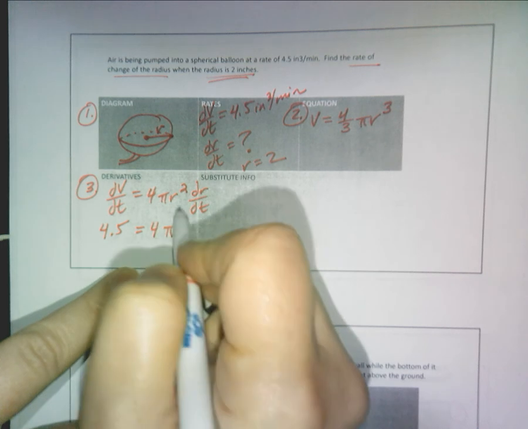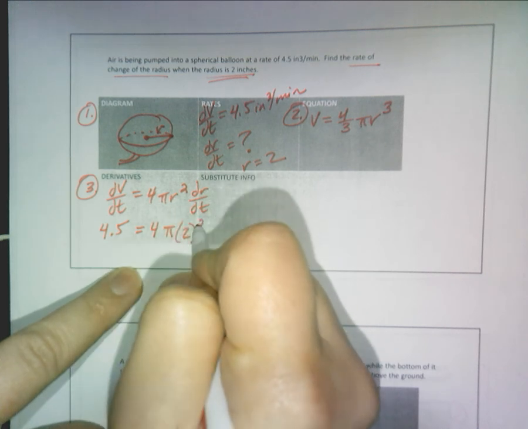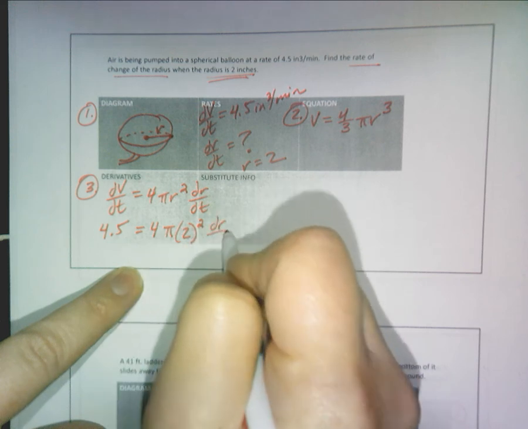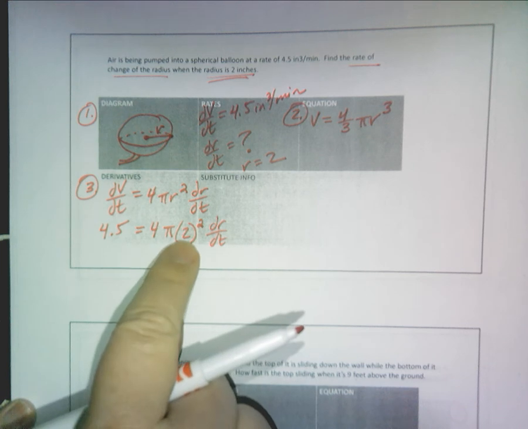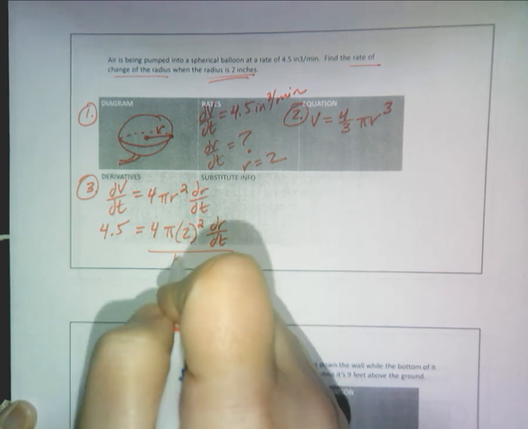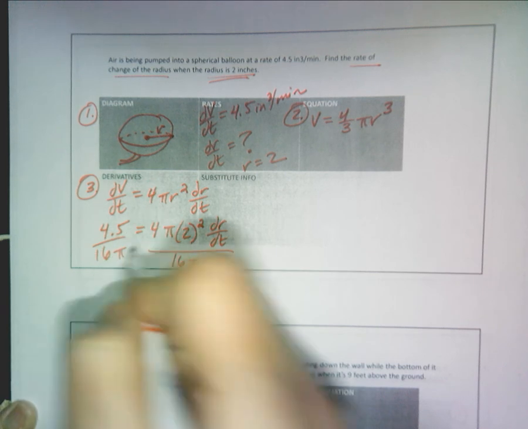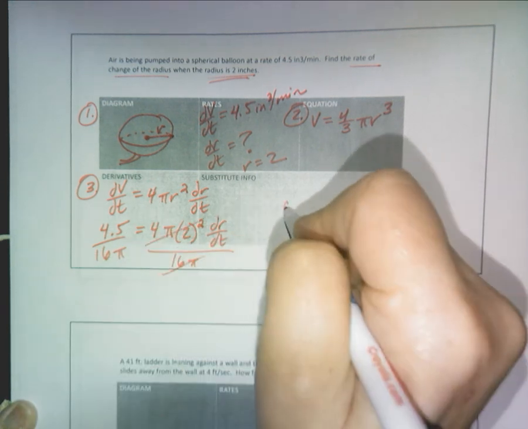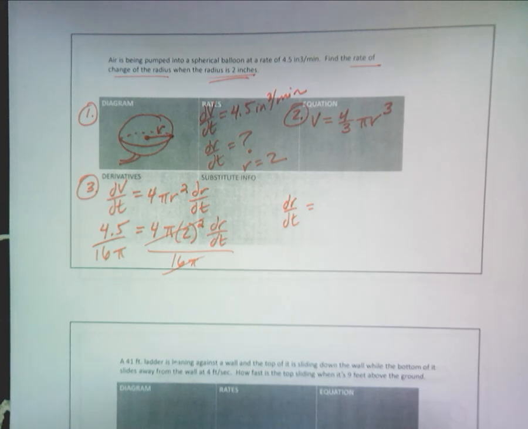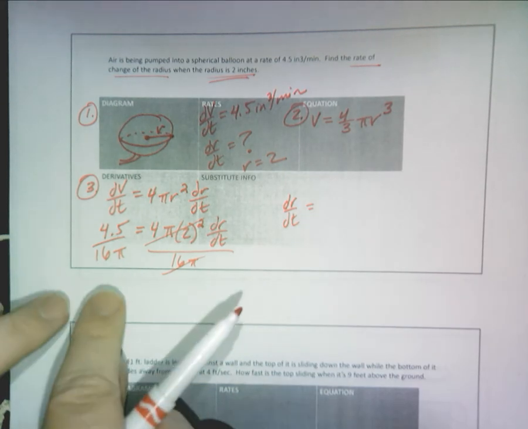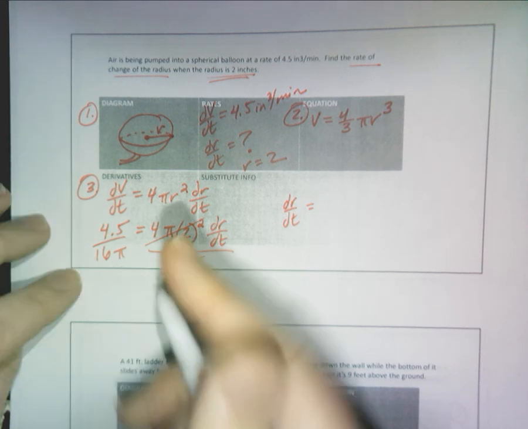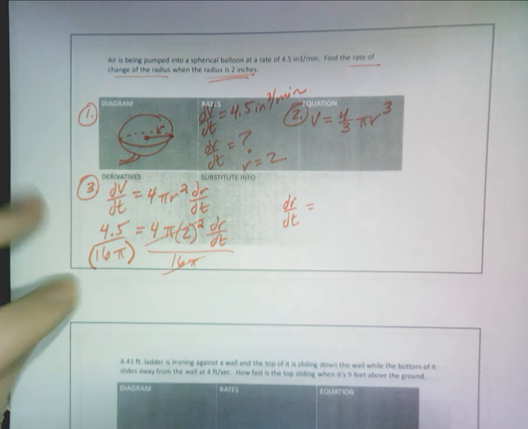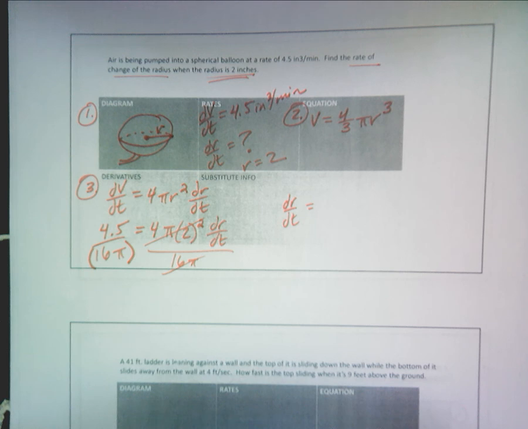4 pi, leave the same. R is 2, but square it. And dr dt is what I need to figure out. So this becomes 4 squared, 16 pi. So I'm going to divide by 16 pi. I do want you to take out your calculator. Here's why. Many students will punch this into their calculator wrong. If you put 4.5 divided by 16 and then pi, you're wrong. You have to put a big old parenthesis around the entire bottom 16 pi to get the correct answer.